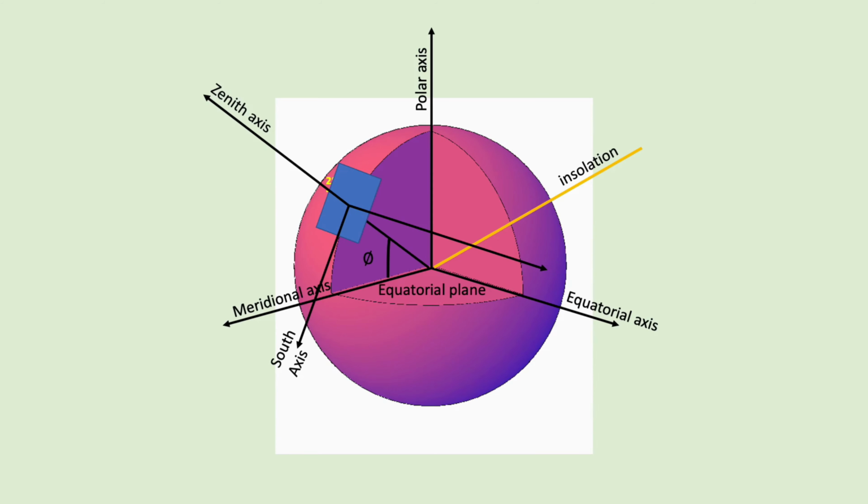This east axis of the local coordinate system is parallel to the equatorial axis of the earth centric coordinate system and extended in the same direction. So all these three axes, comprising the zenith axis or z axis, south axis or s axis, and east axis or e axis, form the local centric coordinate system.